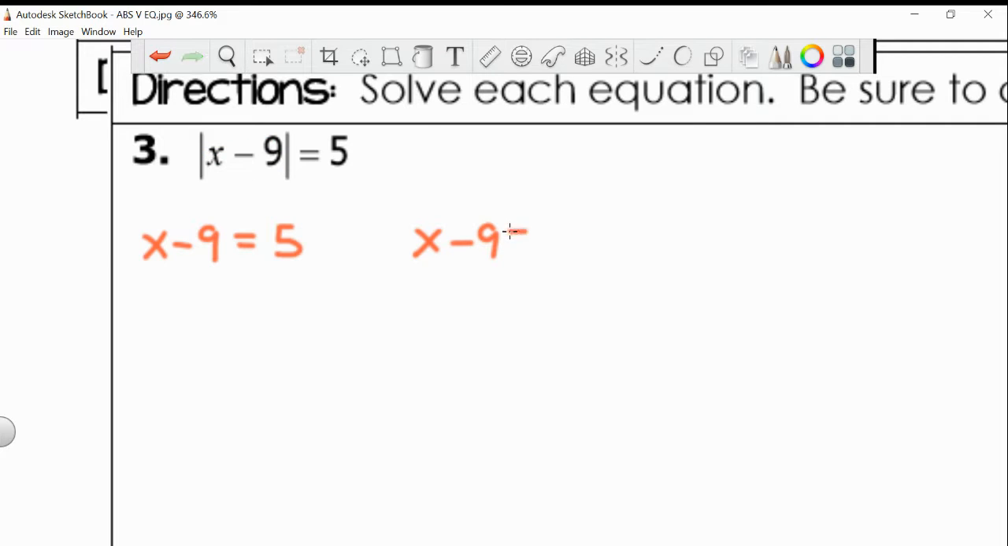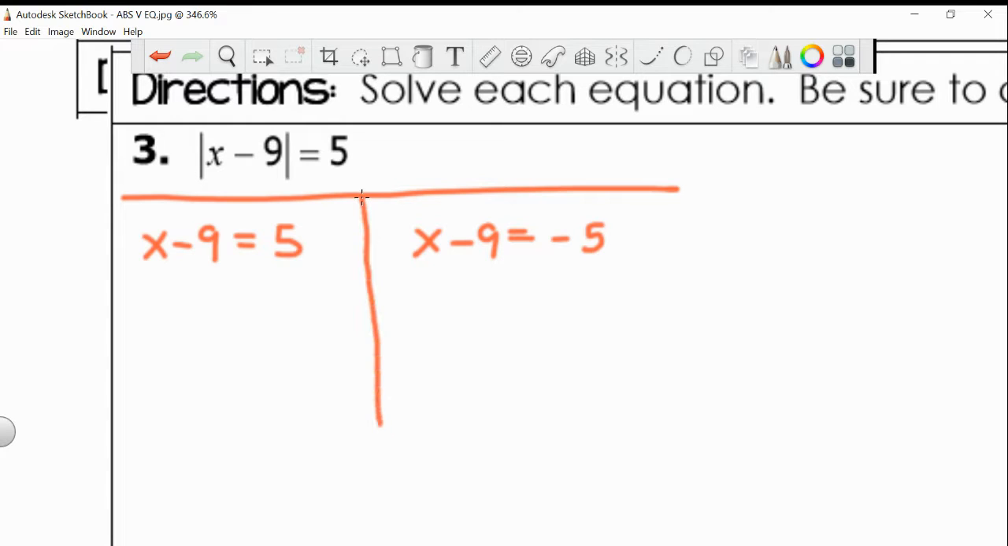And so basically we have 2 possibilities, okay? If we could get the inside to be 5, or if we could get the inside to be negative 5. And those are our 2 equations. And I'm going to set this up a lot of times with like kind of a T-chart, just to keep myself separate, to help myself find my 2 answers. There's another benefit to this. I'll tell you why in a second.